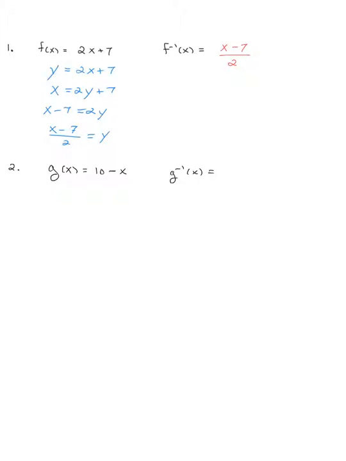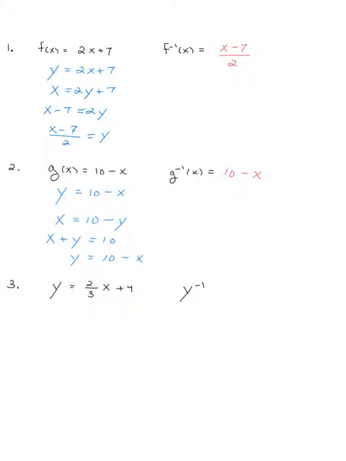For g of x, again, y is equal to 10 minus x is just re-expressing the function to then write the inverse as x is equal to 10 minus y. So I think for this one, I'm going to add y to both sides. And then I'm going to subtract x from both sides. And this is my answer, 10 minus x.